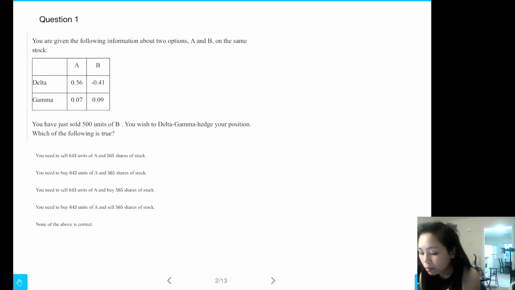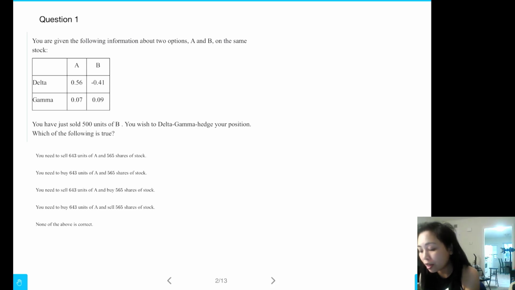So basically for this problem we need to determine the number of units of option A and the number of shares of stock, and whether we sell or buy, right? There are two things we need to keep in mind when we solve this problem. First, if we sell, then the number of units should be negative, and if we buy, the number of units should be positive.